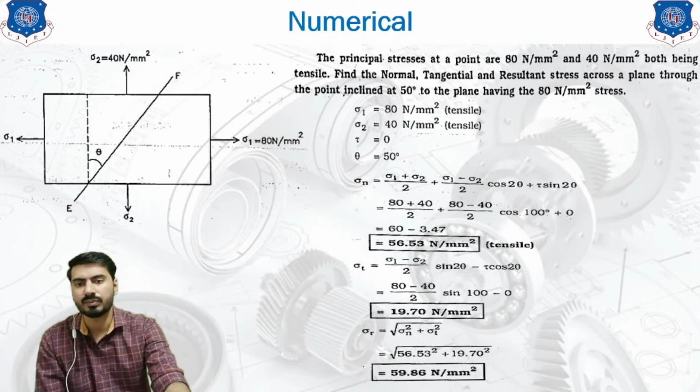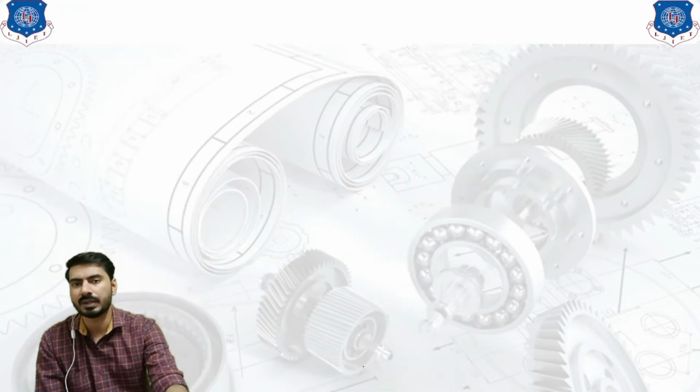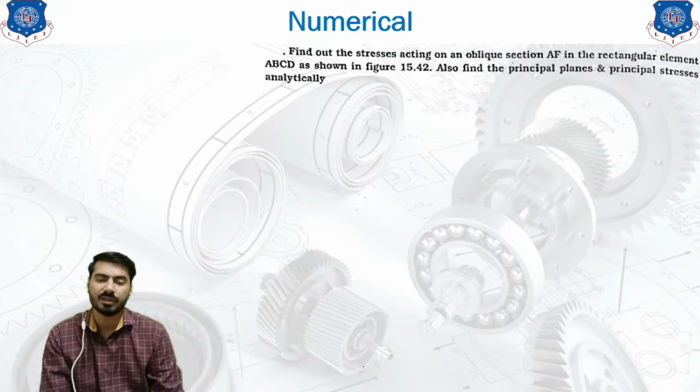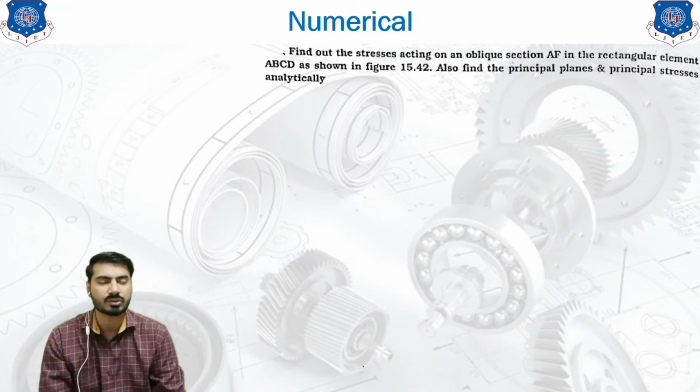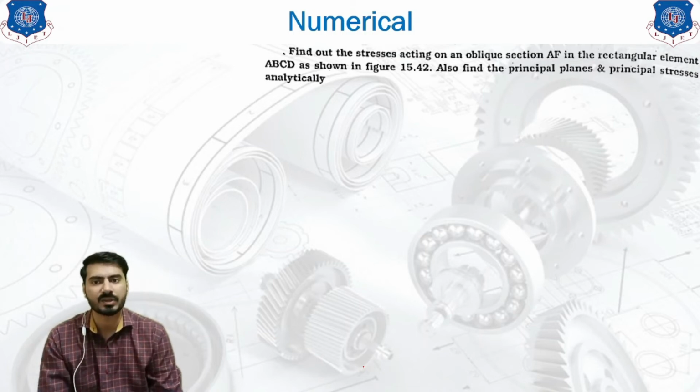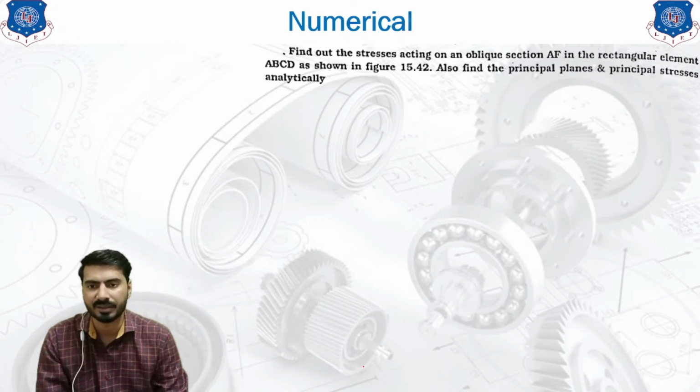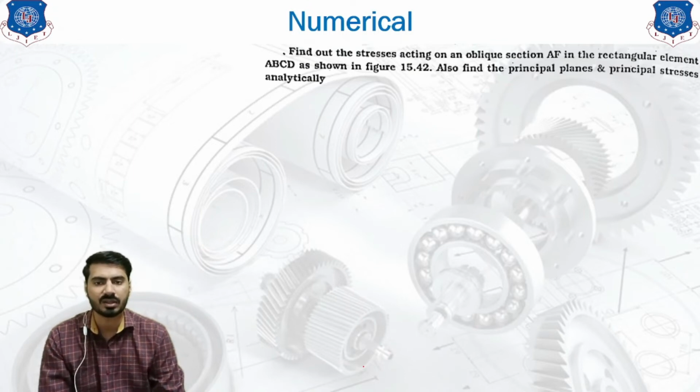So this is how we have calculated a very simple and basic example. Now we will move forward and solve another example so that you can understand another method of solving. So here is your data. Find out the stress acting on an oblique section AF in the rectangular element ABCD as shown in the figure.